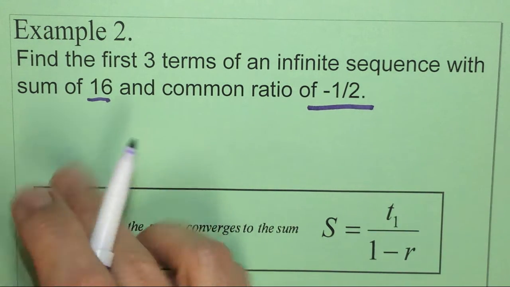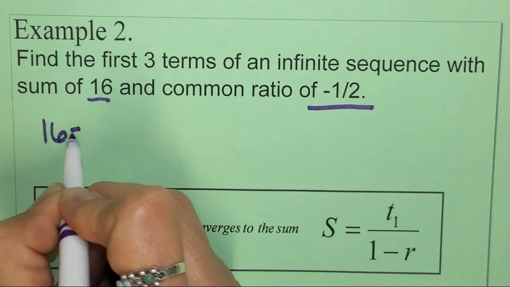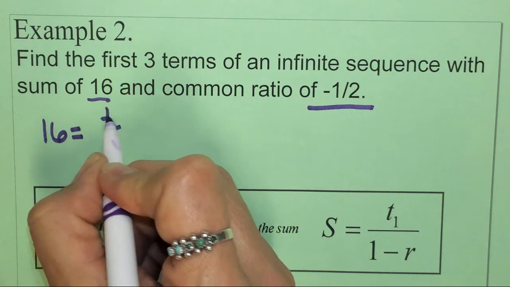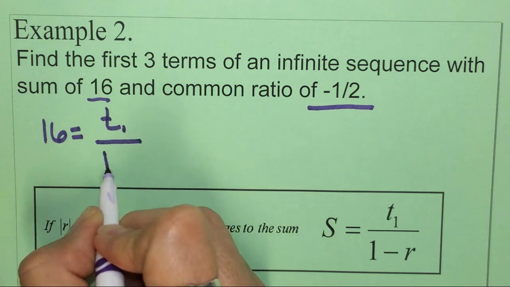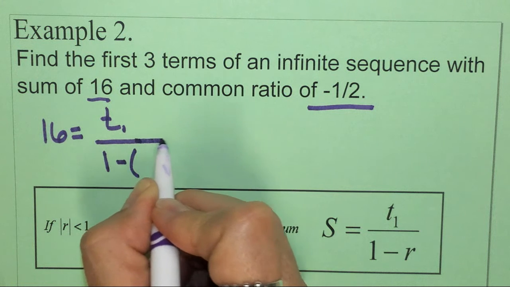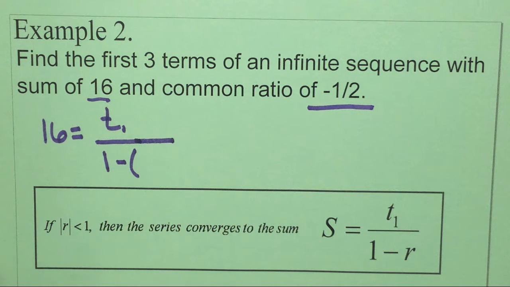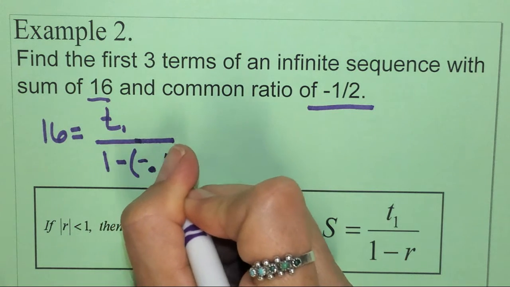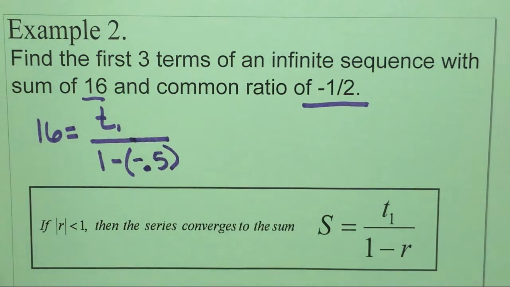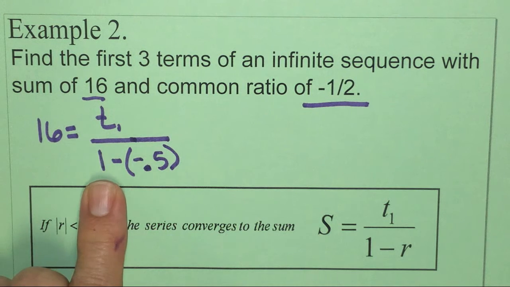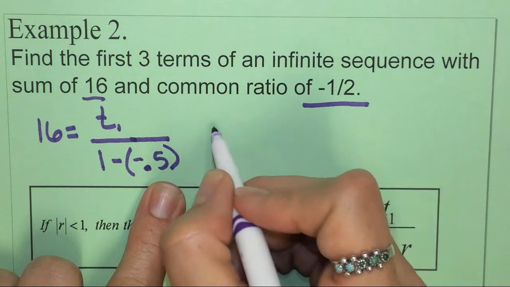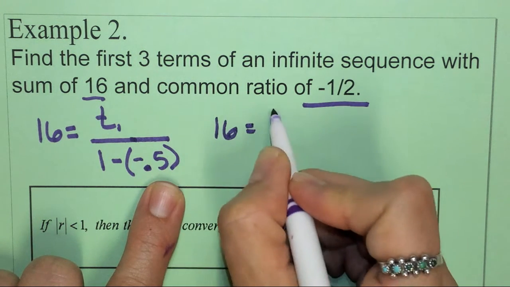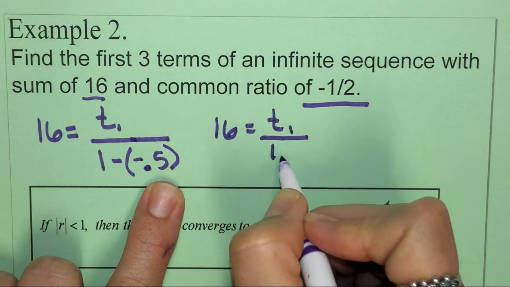So we're going to plug in. We're going to have 16 equals T1 over 1 minus, do y'all want to use a fraction or a decimal because it is 1/2? Decimal, so -0.5. So please go figure out what the denominator is. What is 1 minus a -0.5? Y'all agree with Angel? He said 1.5?